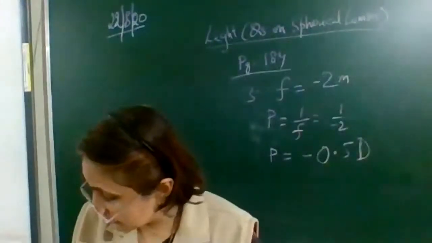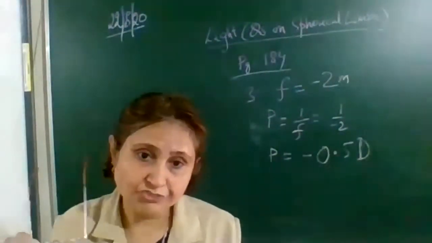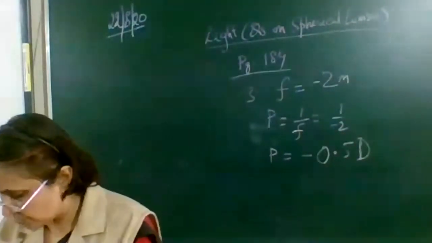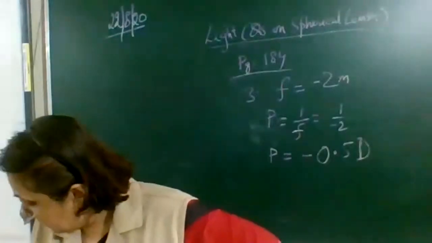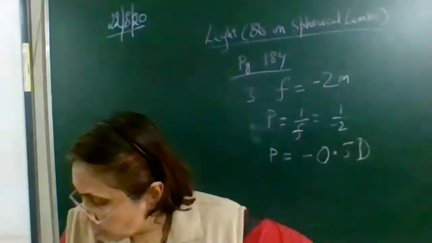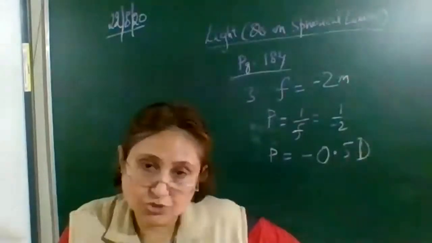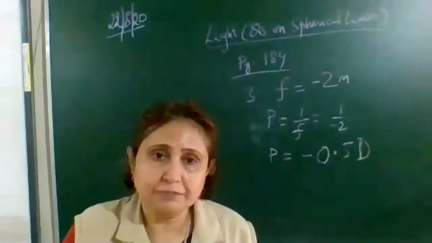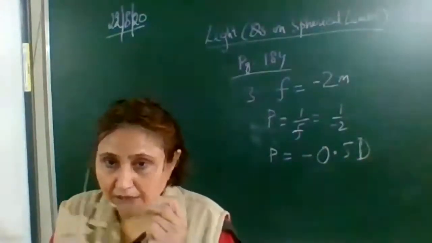Now let's do the exercise questions. Those based on reflection and spherical mirrors we have already discussed. Now we'll discuss only the questions which are based on spherical lenses. Page number 185, question number 1: Which one of the following materials cannot be used to make a lens? We know that a lens is made up of any transparent material. Which one can you not use to make a lens?